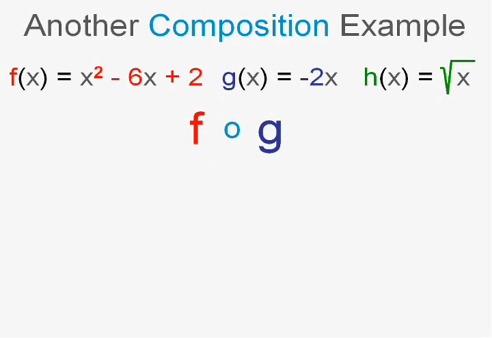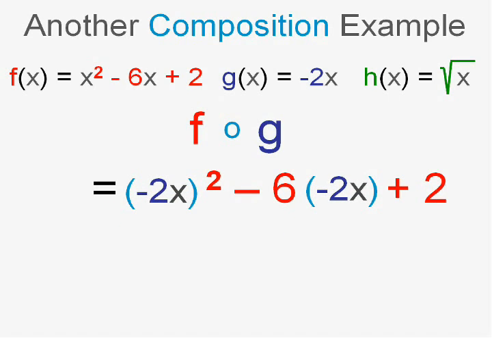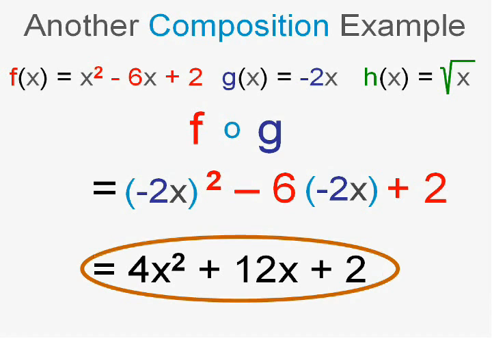What would f of g be? Well, that says take the function f, and instead of x in every case, place whatever the g of x function is. See what I did? Now I have to simplify. Now note I have to square negative 2x, so I have 2 negatives in that case, don't I? So I get 4x squared, and negative 6 times negative 2x is plus 12x, and then a plus 2. And that's the composition of f and g in this case.